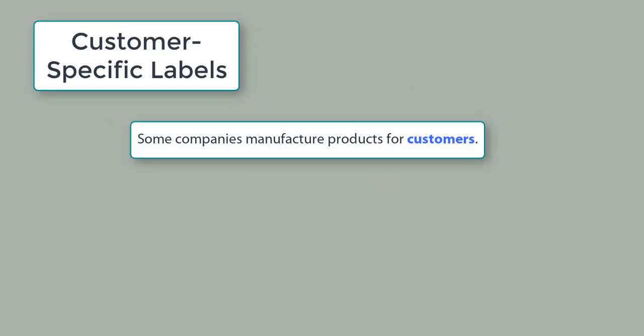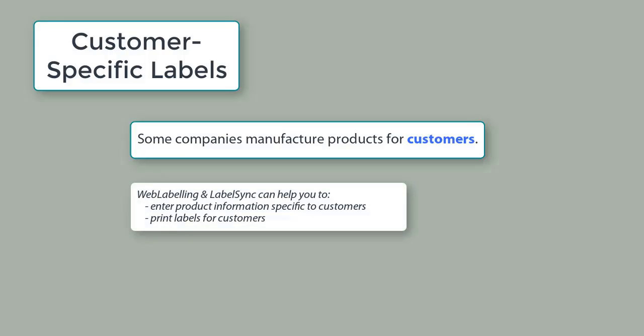You might be a chemical manufacturing company who manufactures products on behalf of other companies. These other companies for whom you manufacture products are called your customers. Web labeling and Labelsync have features for entering customer-specific product information and for organizing the printing of labels for customers.